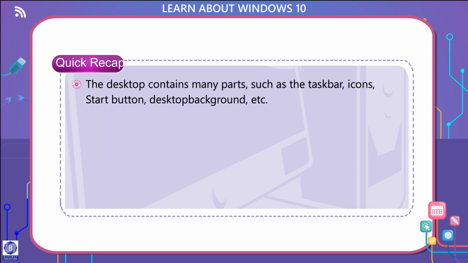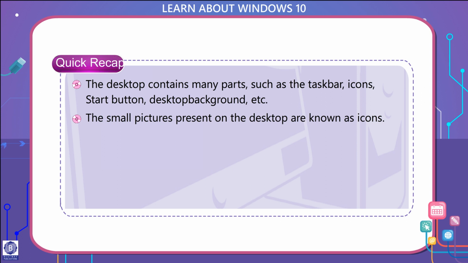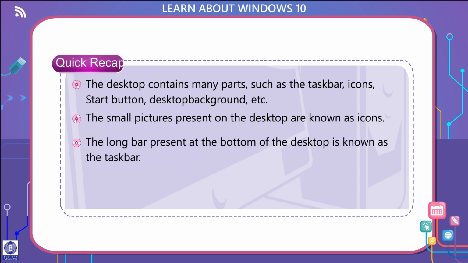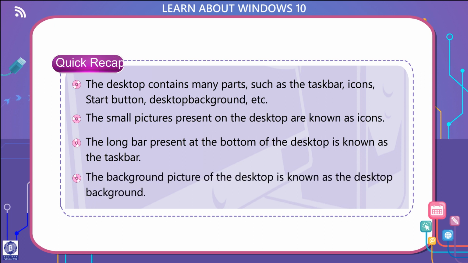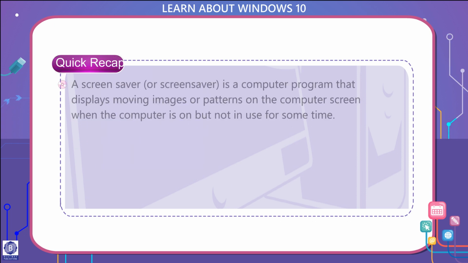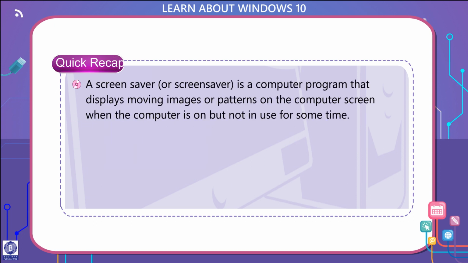The desktop contains many parts such as the taskbar, icons, start button, desktop background, etc. The small pictures present on the desktop are known as icons. The long bar present at the bottom of the desktop is known as the taskbar. The background picture of the desktop is known as the desktop background. A screensaver is a computer program that displays moving images or patterns on the computer screen when the computer is on but not in use for some time.